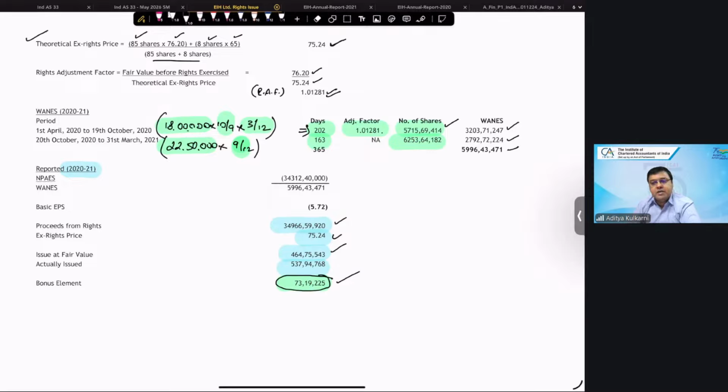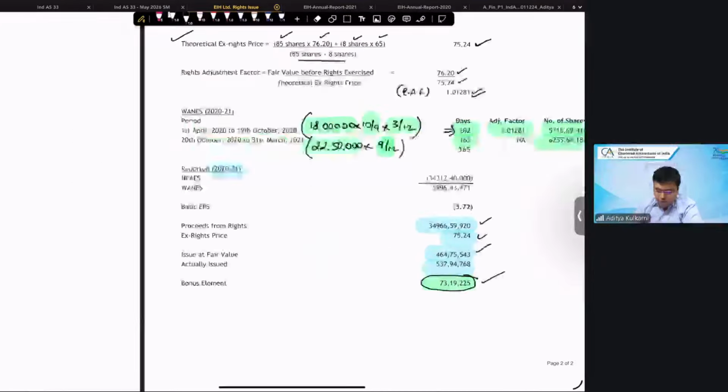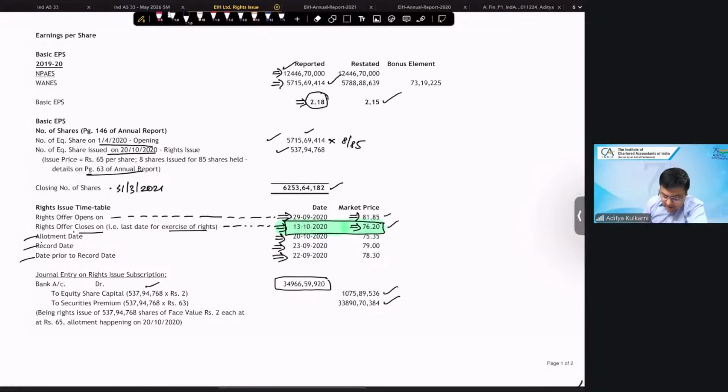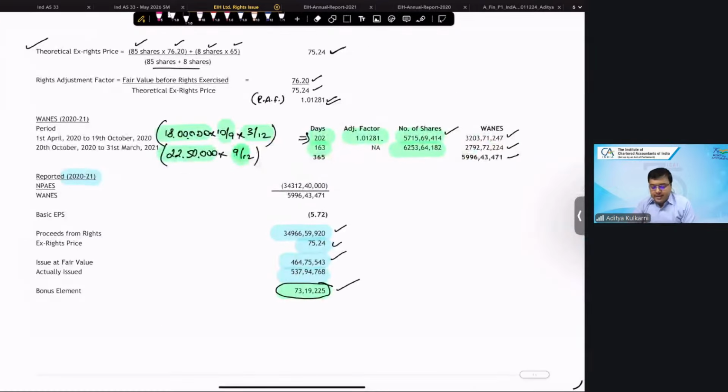Can you calculate the bonus in this manner, right? Yes, sir. You can calculate, no problem. So your bonus component is 73,19,225. And when I calculate the EPS, when I calculate the weighted average number of equity shares, I will take the allotment date as my cutoff, because from the allotment date, the shares have come into your capital structure. So therefore, till 19th October will be based on prior. From 20th October, the rights issue shares are already in existence.